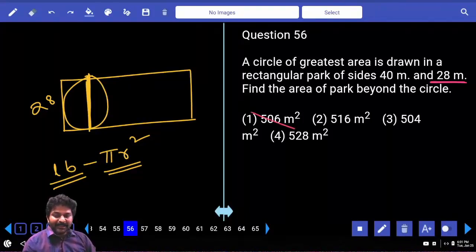No. Can this be second option? No. Can it be third option? Yes. Can it be fourth option? No.